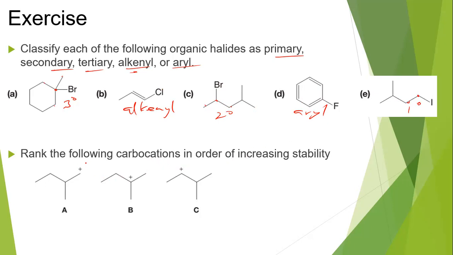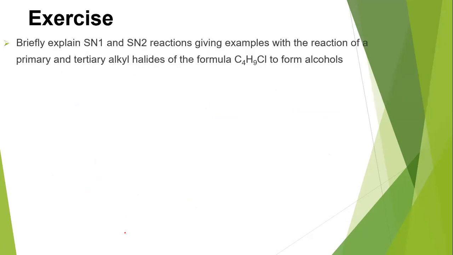So this is a primary carbocation because the carbon here is bonded to just one other carbon. It's primary. This is tertiary because the carbon here is bonded to 1, 2, 3 other carbons, right? So tertiary. And this is secondary because the carbon here is bonded to 2 other carbons, so secondary. And then generally, in terms of increasing stability, it is primary, secondary, tertiary. Tertiary is the most stable. So that is that for that.